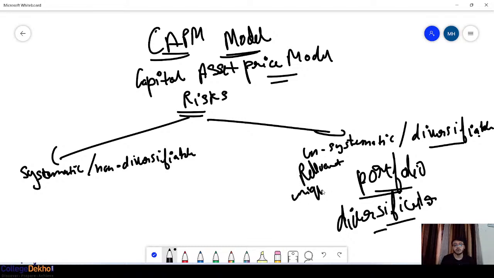It's also called your unique risk. It's also called your idiosyncratic risk.